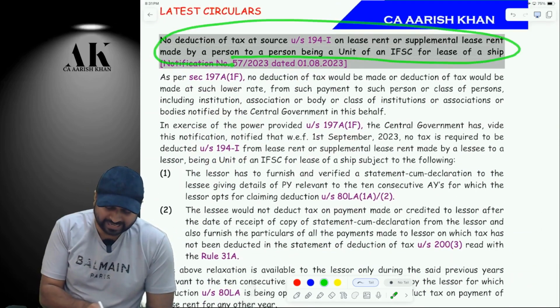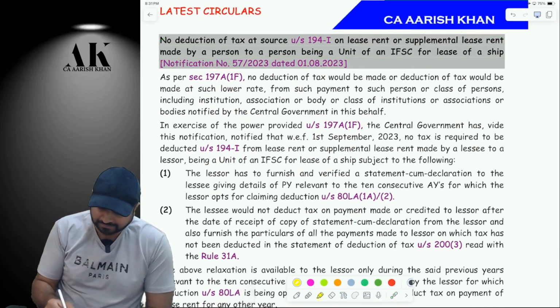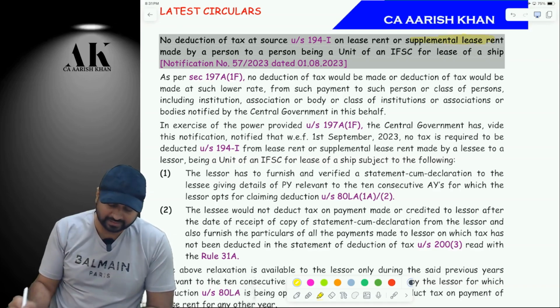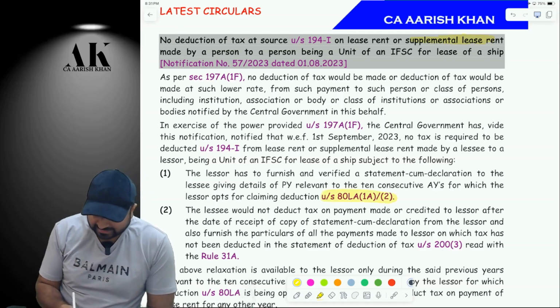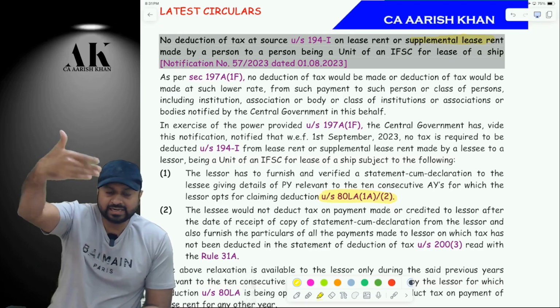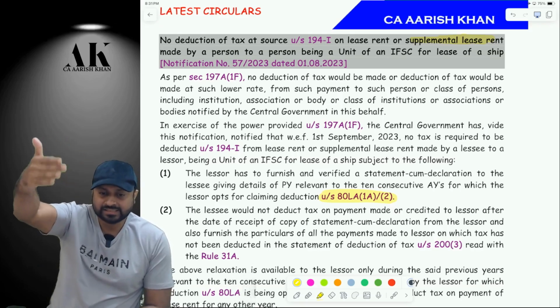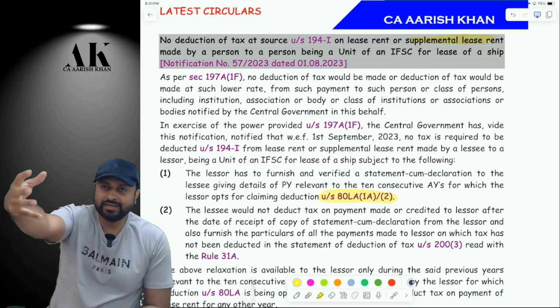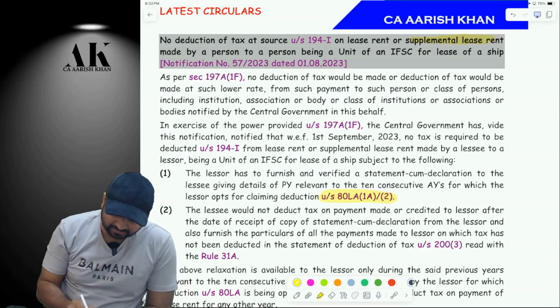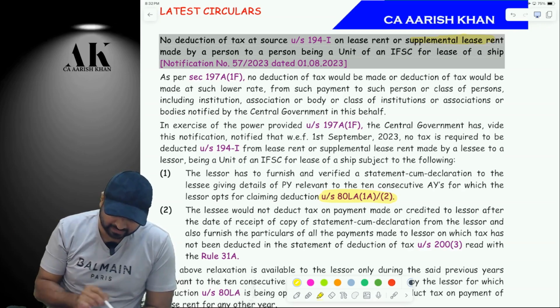Now, exactly similar amendment is made here also. Check. Same amendment. It's just a difference of what? Lease rental instead of dividends. And here the assessee is eligible for deduction under 80-LA. The payee is eligible for deduction under 80-LA. And they are leasing me something. What is that something? They are leasing me some ships or aircraft, something like that.